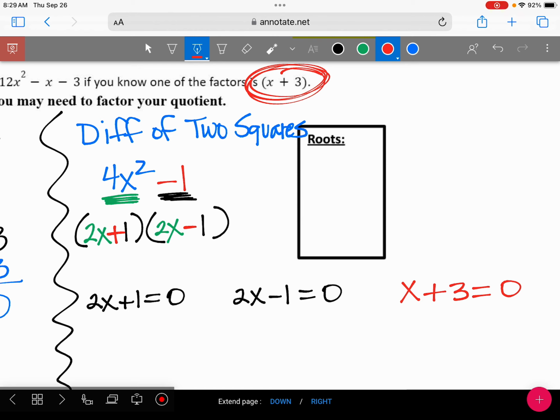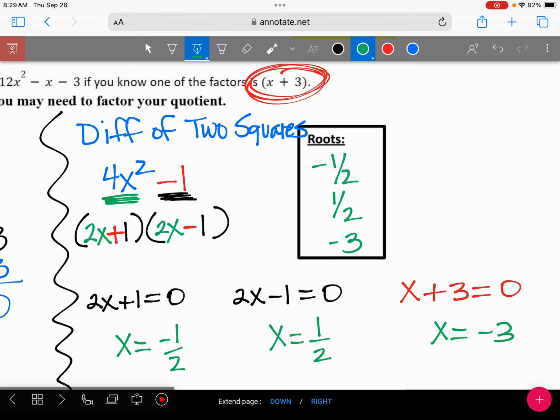So for the first one, you're going to subtract 1 and divide by 2. For the second one, you're going to add 1 and divide by 2. And for the third one, you're just going to subtract the 3. So these are your 3 solutions that you would write in your box.